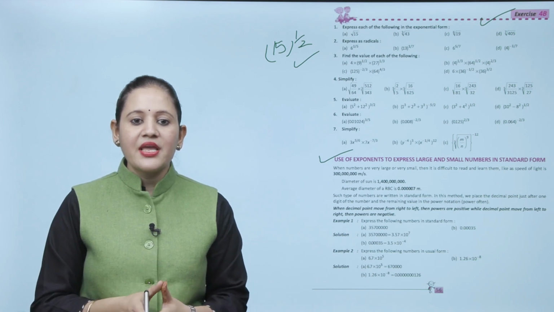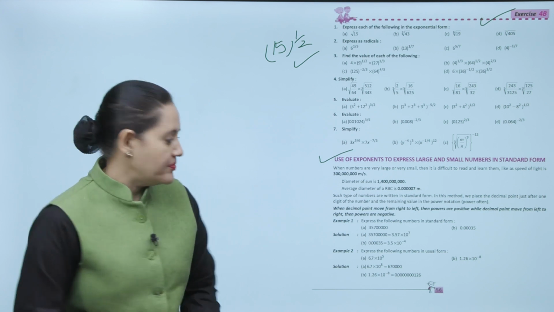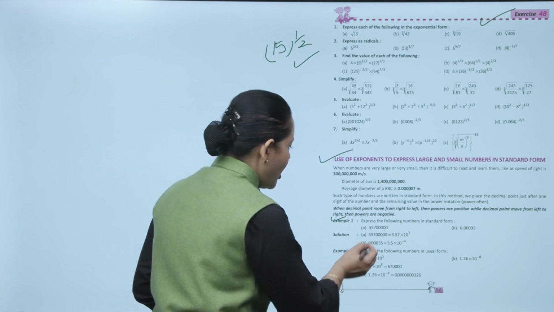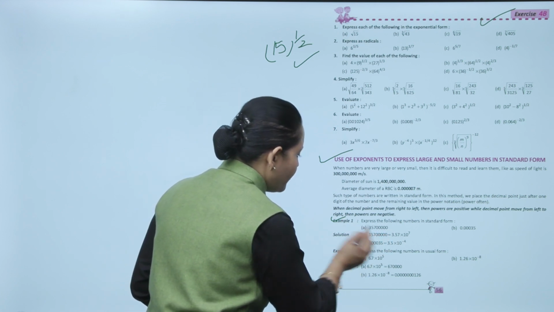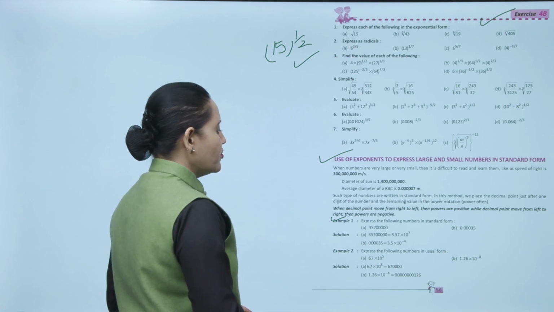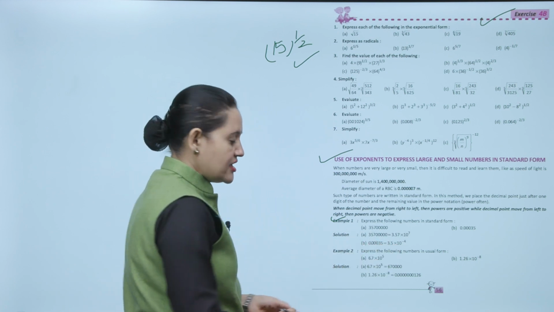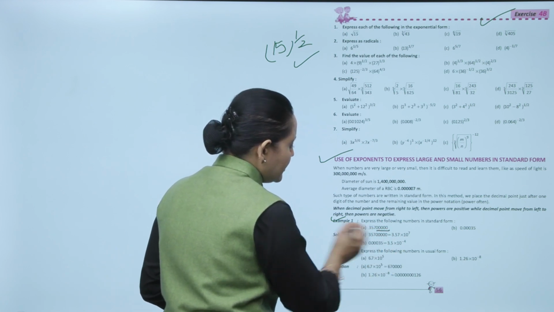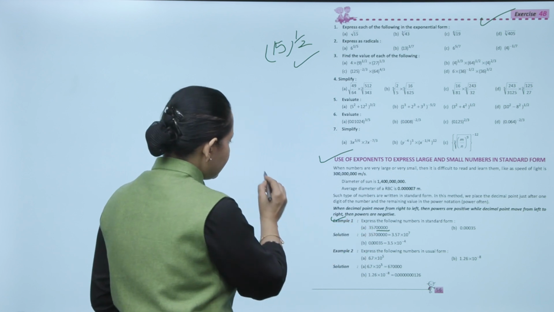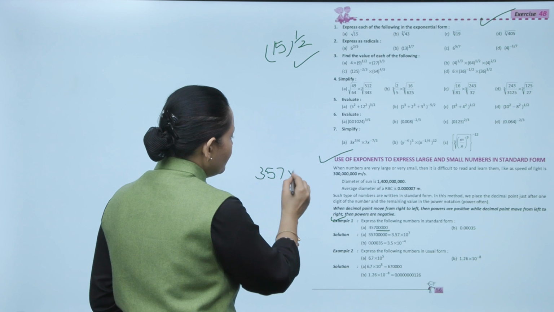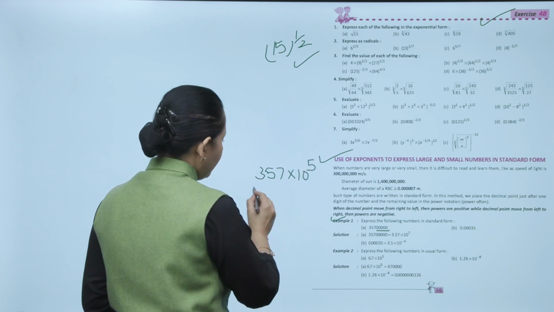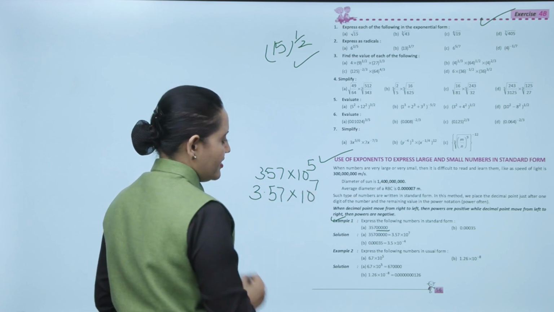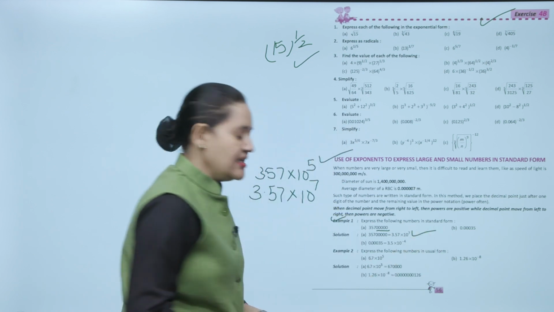Now we'll take an example. Express the following number in standard form. So this is our first number. How many zeros are there? 1, 2, 3, 4, 5 zeros. So what we'll do? Before the decimal, there should be only one digit. So we can write 3.57. 5 was already 0, so 357 into 10 to the power 5. If we place the decimal here, we can write 10 to the power 7. So we can write it like this in standard form.